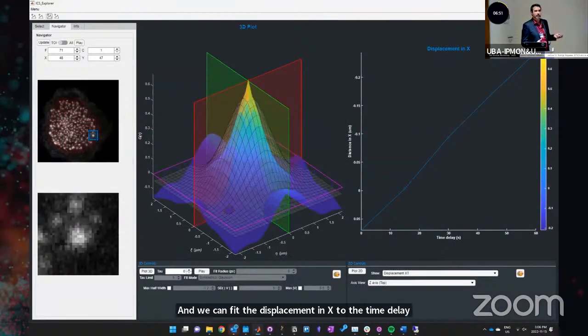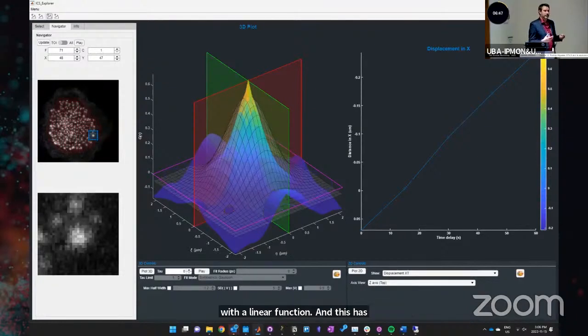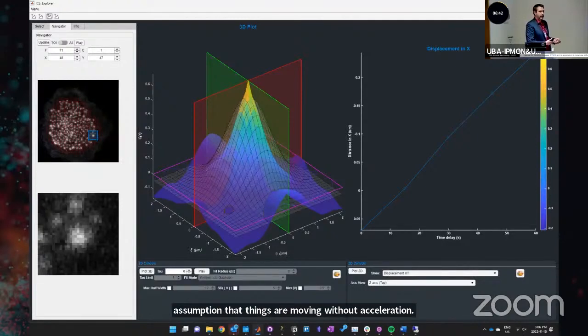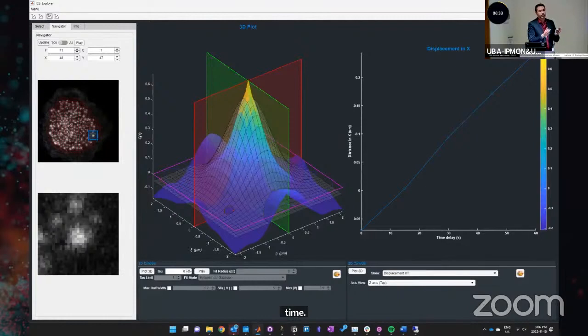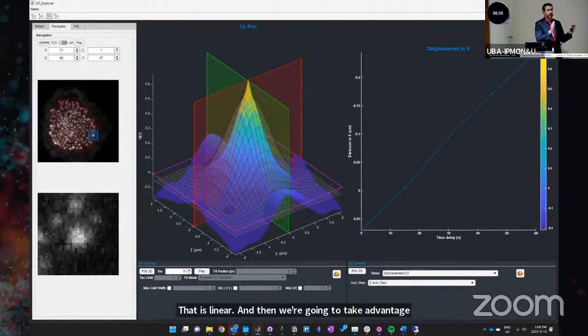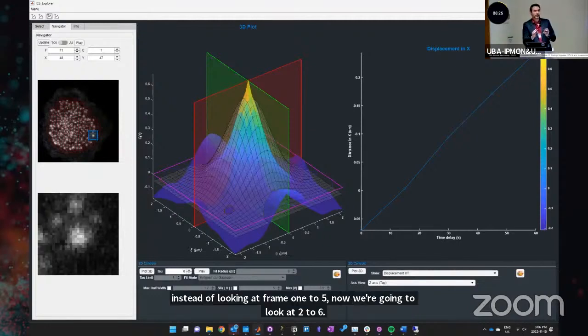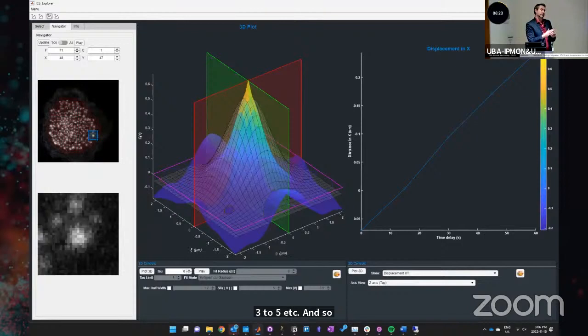And this has the intrinsic assumption that things are moving without acceleration. The displacement as a function of time is the same, and therefore we have a homogeneous or coherent movement, at least in that region of interest, at least within that time, that is linear. Then we take advantage of the fact that we can move very slowly: instead of looking at frames 1 to 5, now we look at 2 to 6, 3 to 7, etc. By doing this, we have linear fittings at every time step, but we eventually get a feeling of the flow. So that is one big assumption of STICS, and you need to take it into consideration.